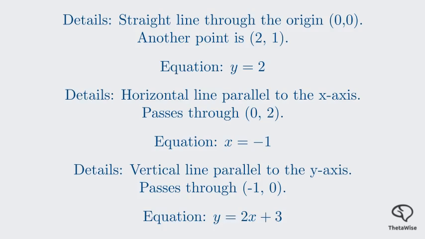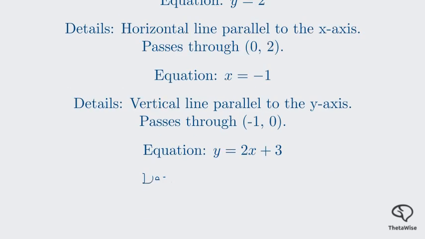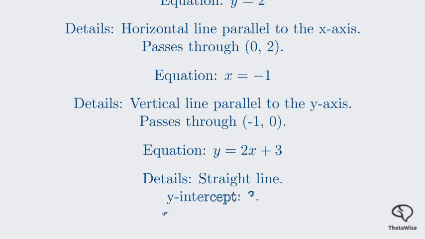Let's analyze y equals 2x plus 3. It's a straight line. The y-intercept c is 3. To find the x-intercept, we set y to 0. So 0 equals 2x plus 3, which means -2x equals 3, and x equals -3 over 2. The intercepts are at (0, 3) and (-3/2, 0).